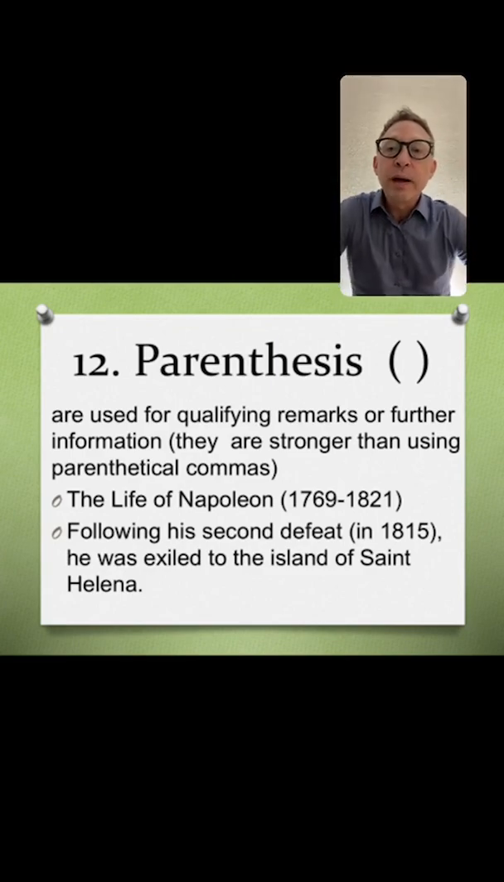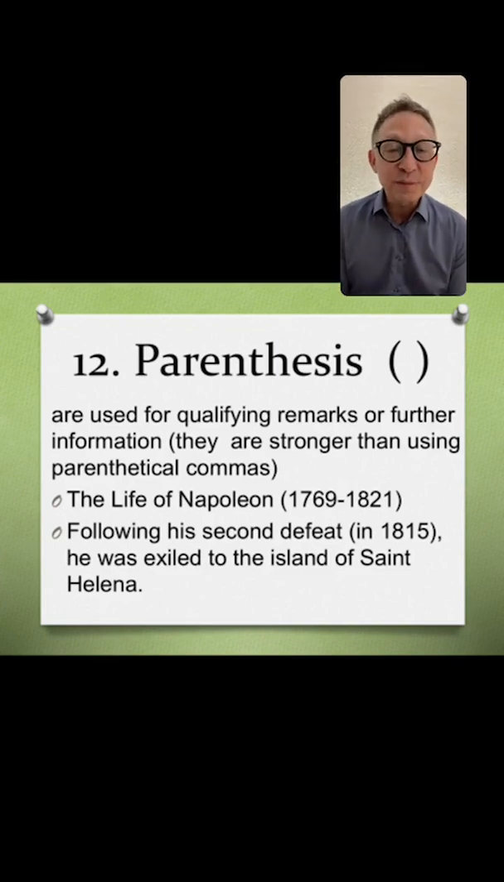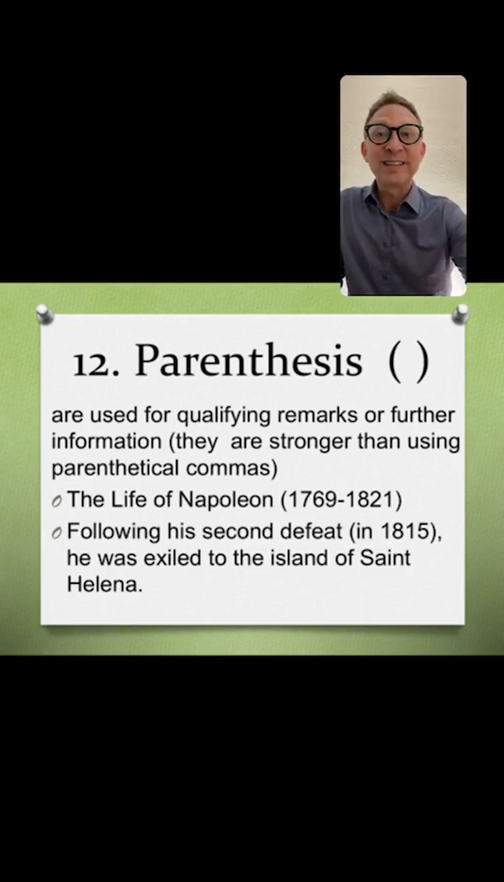And then here, I've just made this sentence up, but it deals with Napoleon. I want to add information, but I want the reader to know it's not critical to the main sentence. Following his second defeat in 1815, he was exiled to the island of St. Helena. So we have those parentheses to add a little bit of information, but to let the reader know it's not as important as the rest of the information in the sentence. I hope that's clear. If it's not, you can ask a follow-up question.